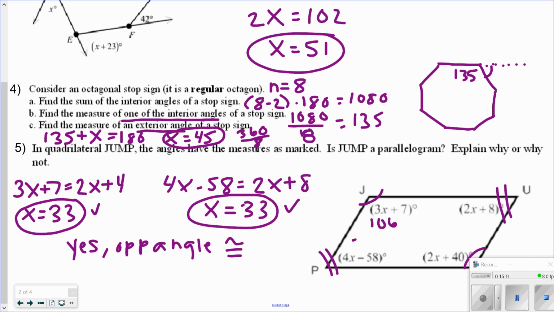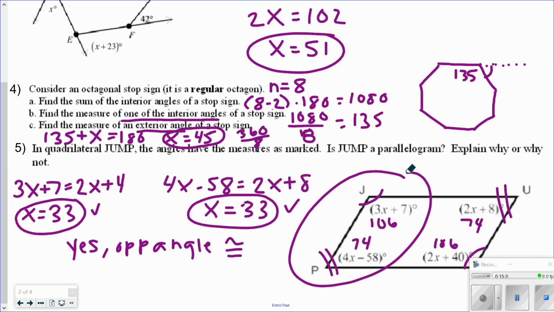I get that this is 74. This is 106. This is 74. If you add up all four angles, we get that those equal 360, which it should. And also, if we look at our consecutive angles, they're supplementary, which is also a rule about parallelograms.